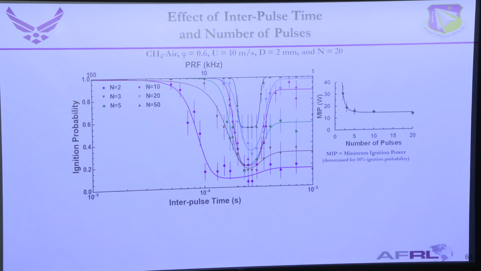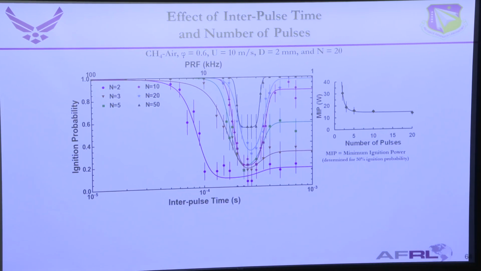So again, you can use the gap to change the spark size. You can also use repetitive discharge in your flow to control the size. So this is how the experiment shows how, with a different number of pulses, the minimum ignition energy decreases with the number of pulses, because you create a bigger ignition kernel size.